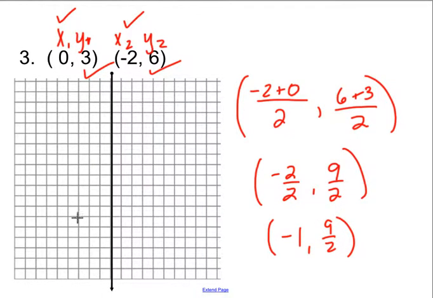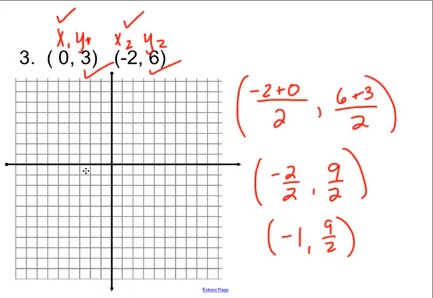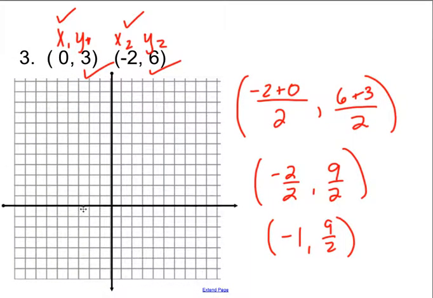Again, you can do this without graphing, but it kind of keeps you in check. If you do sketch them, you might find a mistake that you might need to fix. So if this is 0, 3, and negative 2, 6, right there's the midpoint, negative 1 and 9/2. Is that logical? Absolutely. So sometimes maybe, if you messed up in your sign, you might get 1, comma 9 over 2, and that would be over here. And that's not even on the segment, so you could catch a mistake doing it that way.